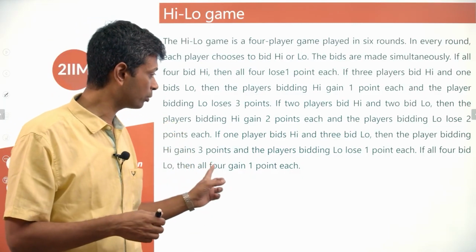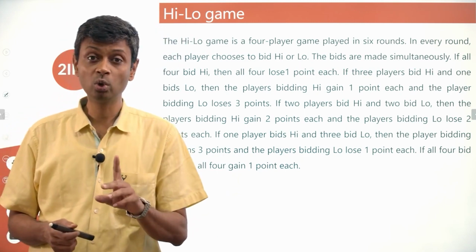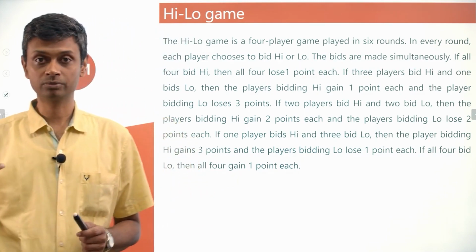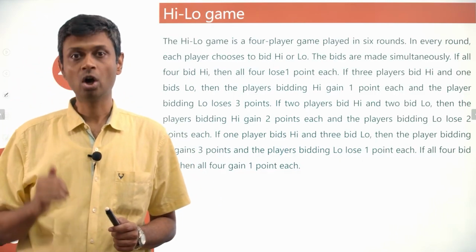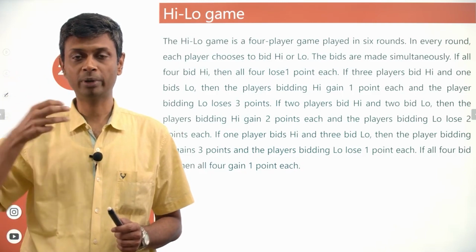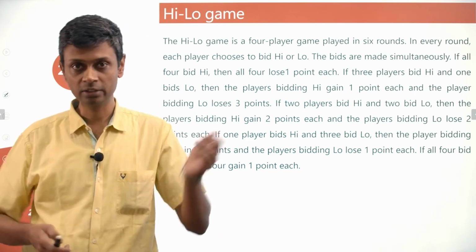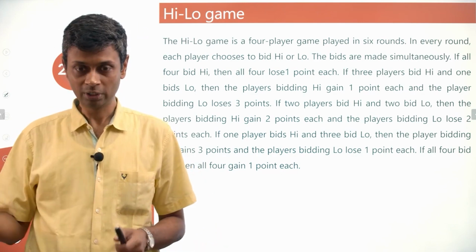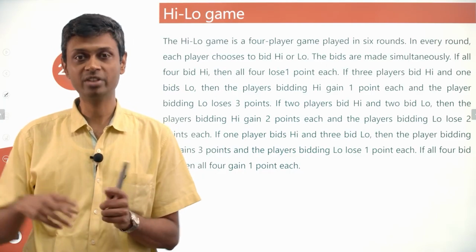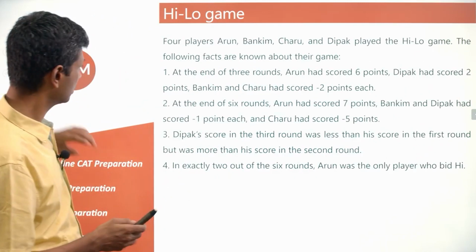If all four bid low, then each of them gets a point. All low gives us +4. In other cases, it cancels out. It's 1, 1, 1, -3, or -1, -1, -1, +3, or +2, +2, -2, -2. You stand to lose as a group if all are high, gain as a group if all are low. In other cases, the sum total is still 0. It's a zero-sum game. It just gets apportioned differently. Right? Let's go here. Look at this.